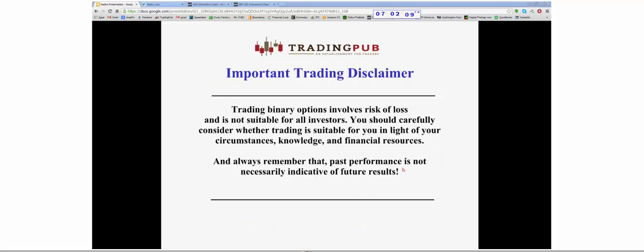So first of all, a little disclaimer: trading binary options involves risk of loss and is not suitable for all investors. You should carefully consider whether trading is suitable for you in light of your circumstances, knowledge, and financial resources. And always remember that past performance is not necessarily indicative of future results.